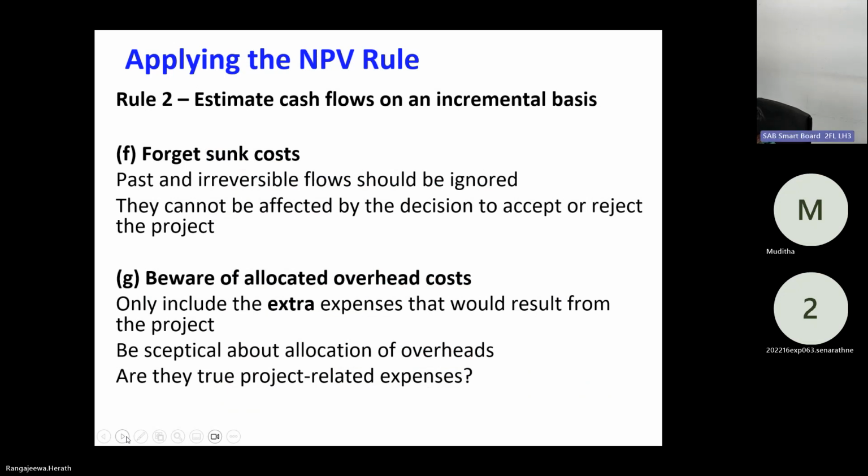Then you are all aware that we need to forget the sunk cost. We purchased this land for 10 million, which is already incurred. Sunk. Irrelevant in decision making. You cannot consider it.